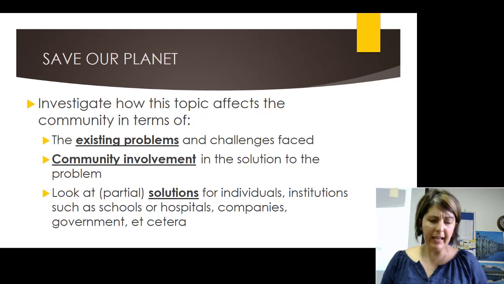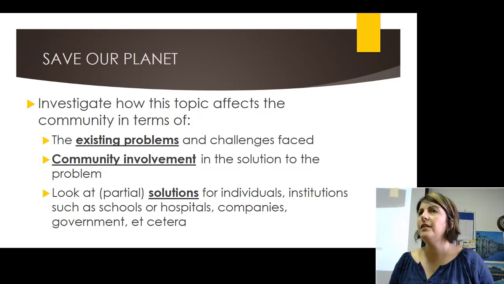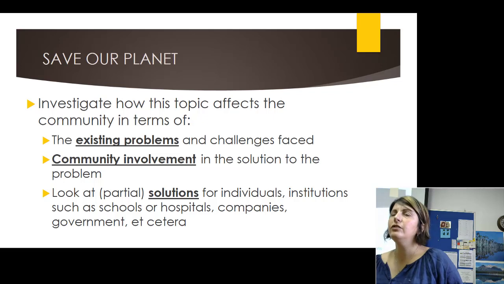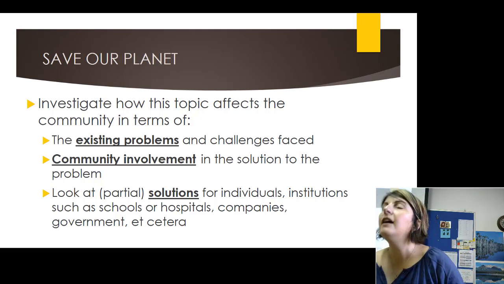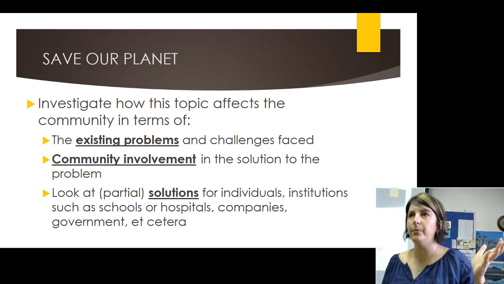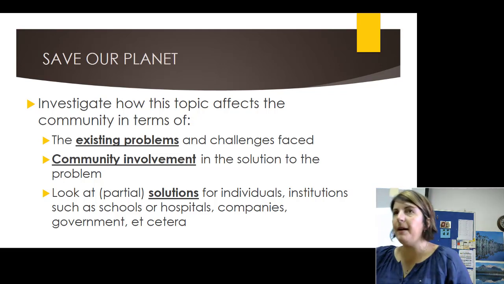I'm still getting lots of queries about this: it is not a thesis. This is a grade 12 topic. So when we look at solutions, please don't look for a wow solution that the world can use. Any small solution, like this shop will use paper bags, for example, is a solution. How are they going to implement using paper bags?